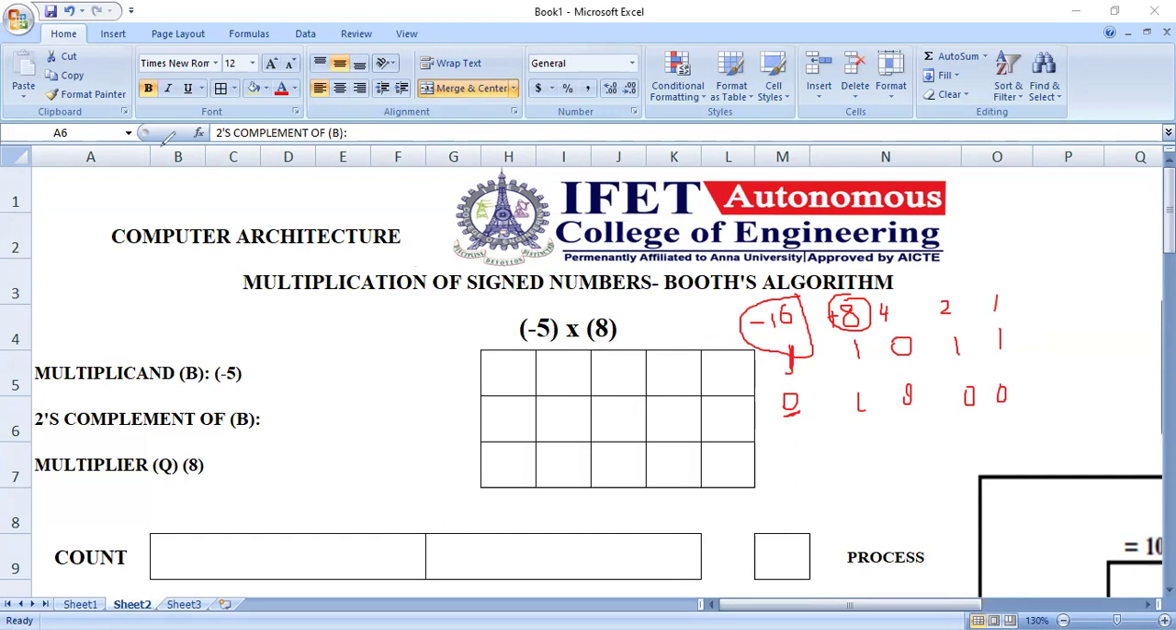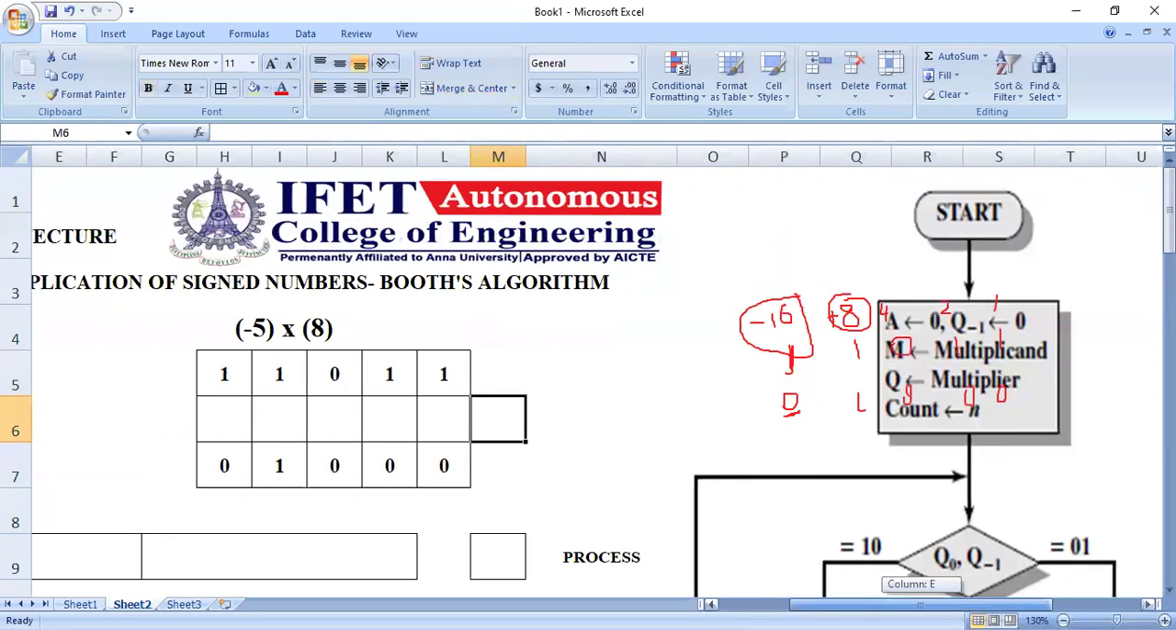Now the value for the multiplicand -5, as we determined, is 1, 1, 0, 1, 1, and the multiplier value, +8, is 0, 1, 0, 0, 0. So we are initiating the process here.